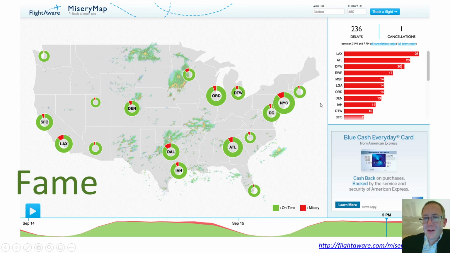And Boston, yay! Boston's not doing too bad for a bunch of really surly people in my former town of Boston. They're doing okay for their airport.